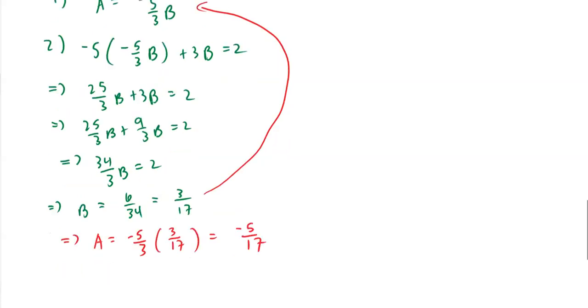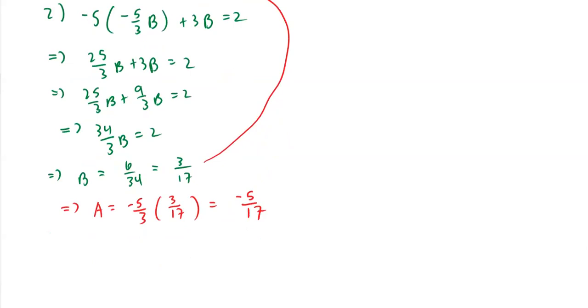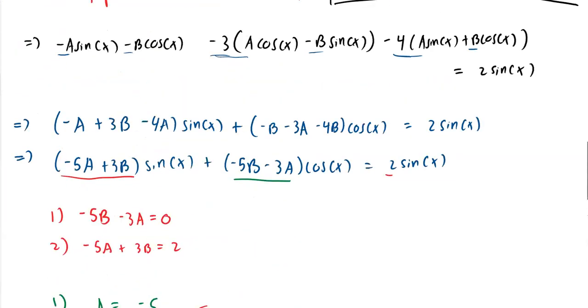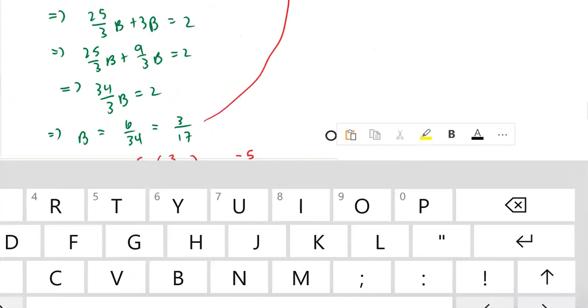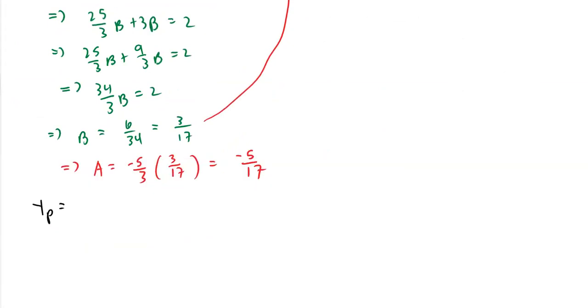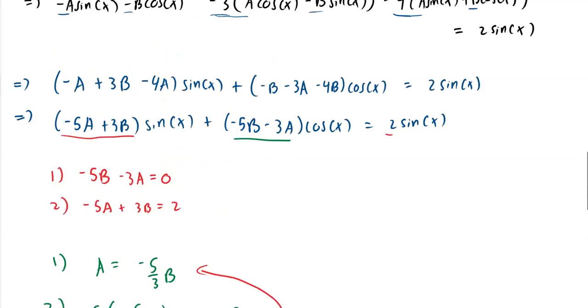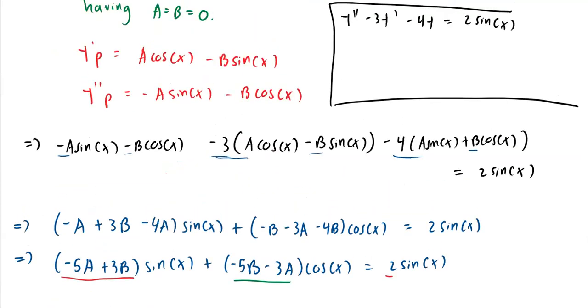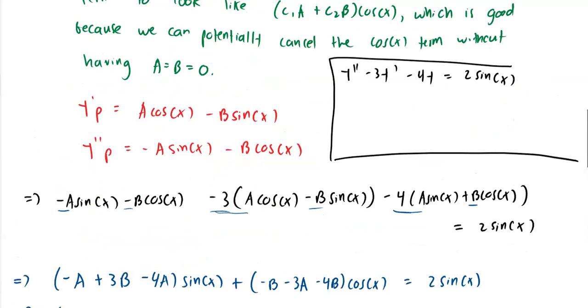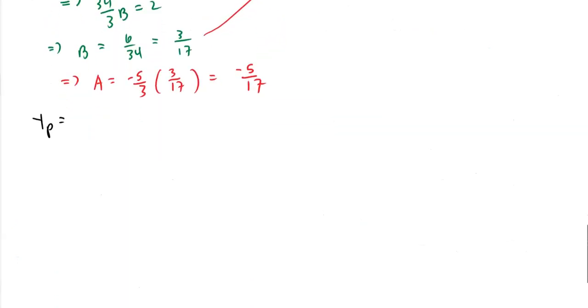So what does this mean? Our particular solution then would be y sub p equals a times sine, I think is how I wrote it. Let me just double check. Yeah, so make sure that you put in the coefficients after you found them in the right place. So a is negative 5 over 17. So negative 5 over 17 sine x plus b times cosine, 3 over 17 cosine x. And that's a particular solution.